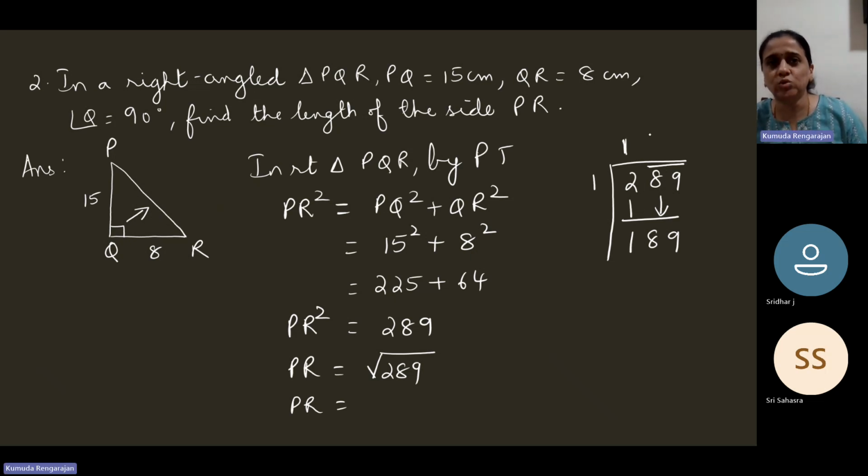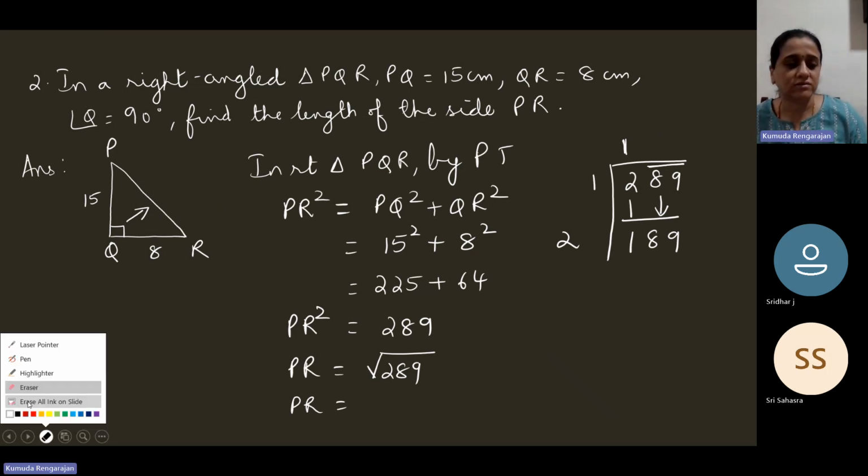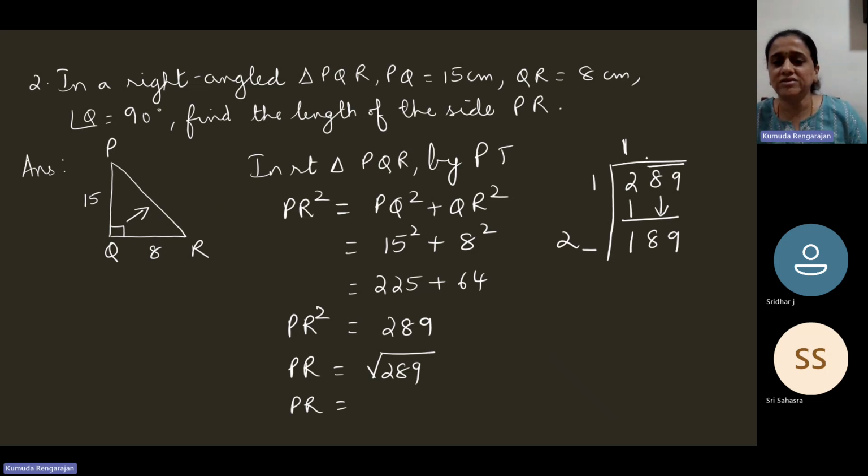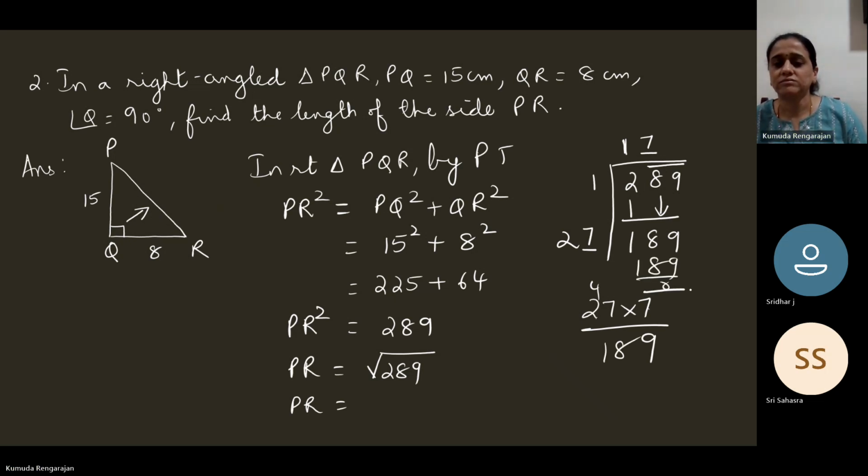And then you should multiply this by 2 to double the quotient. So you will get 2 here. Now, whatever digit you place here, you must write the same thing here. So it will be 7 and 7. So it's 27 into 7. 7 7s are 49, 9, 4 carried over. 7 2s are 14 plus 4, 18, 189. All right. So PR is equal to 17 centimeters.